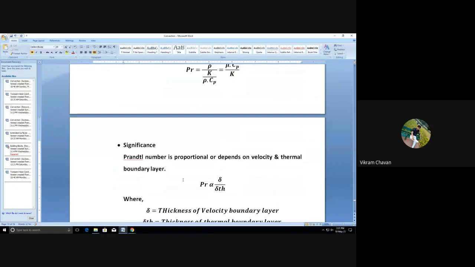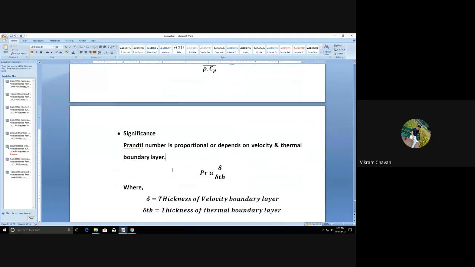Okay, and at a particular height in the y direction we will get 99% of the initial temperature difference. So that distance of that location from the surface of the plate we have to consider as the thickness of the thermal boundary layer. So this Prandtl number is proportional to delta divided by delta Th, where delta is the thickness of the velocity boundary layer, and delta Th is the thickness of the thermal boundary layer.